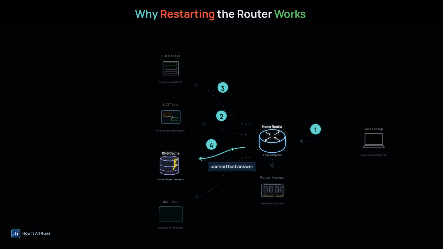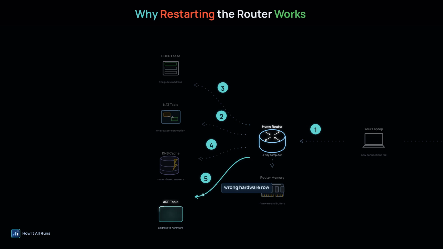Table 3 explains the weirdest symptom of all. Some sites load perfectly while others refuse. The router's DNS cache is holding an answer, for example, one that expired or that was wrong the moment it arrived. Your laptop asks the router for that name, the router answers instantly from its own cache, and your browser dutifully connects to an address where nothing is listening anymore, with no error to explain it.